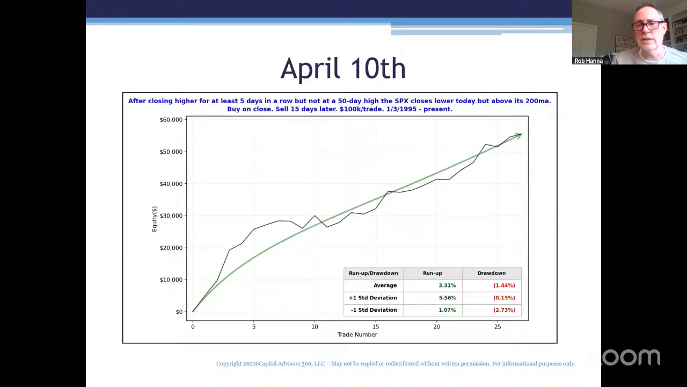Again, a profit curve saying, hey, the run up from here over the next 15 days is often about 3%. Your drawdown stats are shown there as well, and that's only about 1.5%.